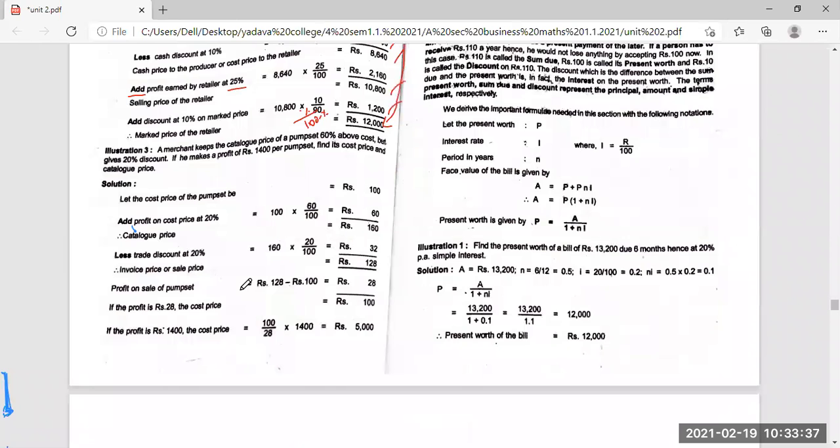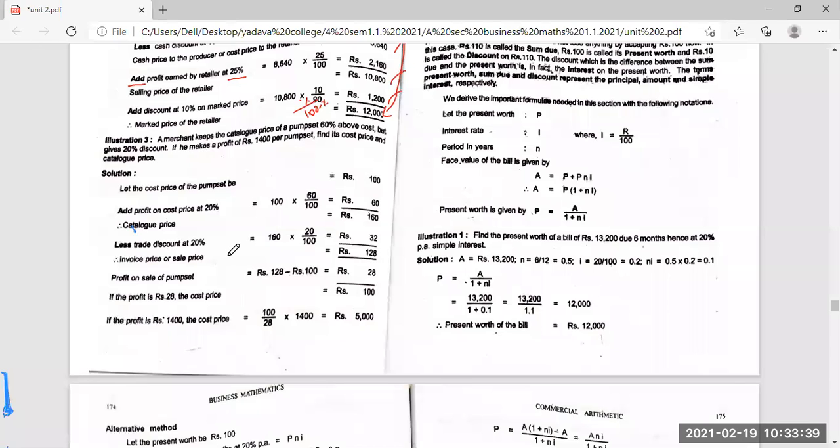The same thing for this third problem also. But here, for the pump set, they didn't give the amount. So we consider it as 100. So we assume the full amount is 100. Then add profit on cost of 20%. Sorry, 60% is given there, so please change it to 60%. 100 into 60 divided by 100 is 60. So adding both, we get 160.